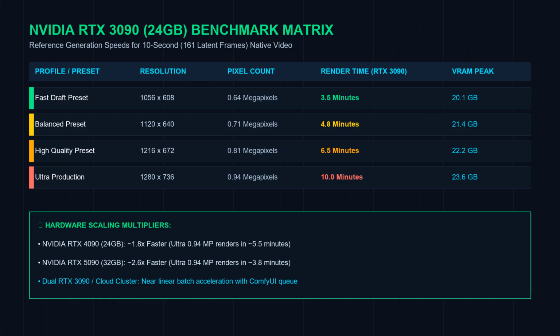Here are the exact benchmark results captured directly on our reference NVIDIA GeForce RTX 3090 with 24 GB of VRAM. At a light draft resolution of 0.6 megapixels, 1056 by 608, a full 10-second shot renders in just 3.5 minutes. Stepping up to Ultra 0.9 megapixels, 1280 by 736, render time scales to 10 minutes. For RTX 4090 and 5090 users, execution times will be significantly faster.